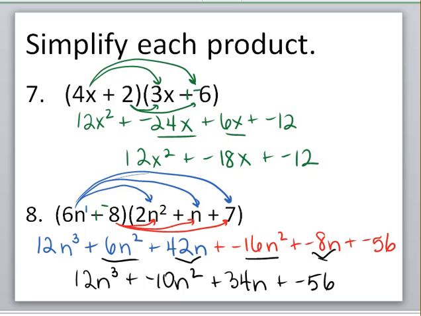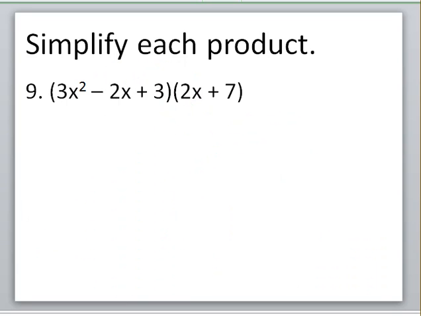Let's do one more of those. This time I have it flip-flopped, the trinomial then the binomial, but it's really no different. You can keep them in the same order, or you can flip-flop them around and do it the same way we did before. But you're really just taking the first term and distributing it to the second set of parentheses. Since there's only 2 terms in the second set of parentheses, we only do it twice right now.